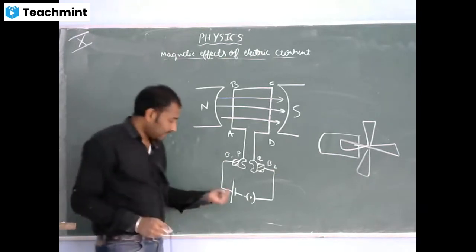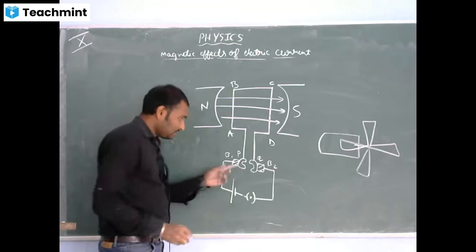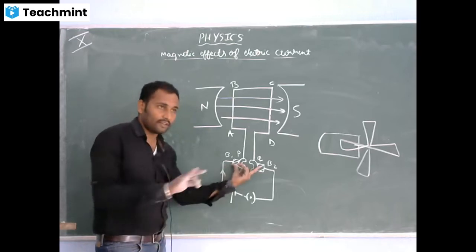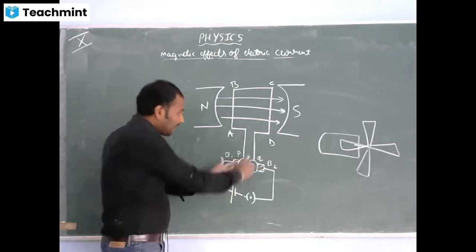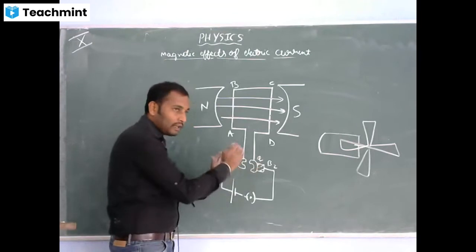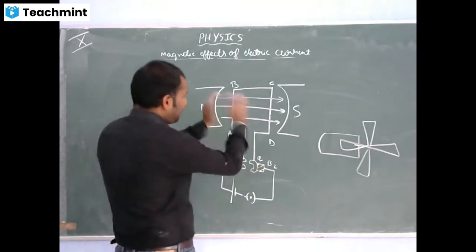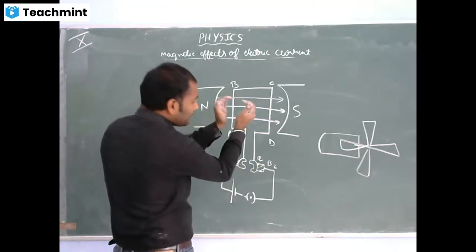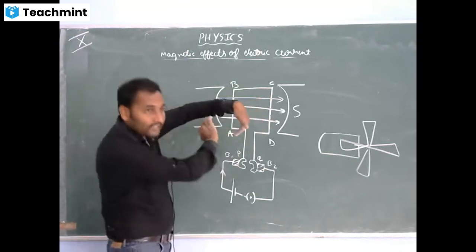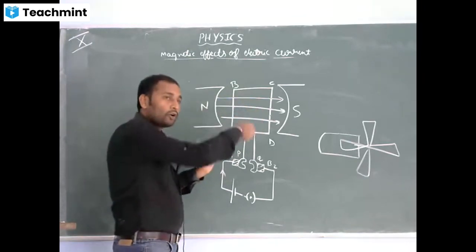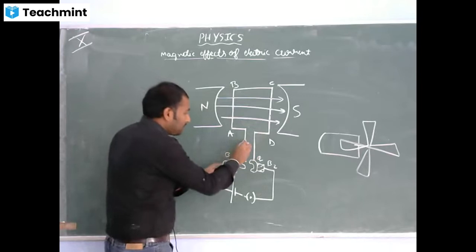So now see, current will start flowing. These two brushes are fixed. They will not change. Once the coil rotates, P and Q will also change. So this is P, this is Q. Once the coil rotates, this will also rotate. P will come this side, Q will go that side. So that is how it will rotate.